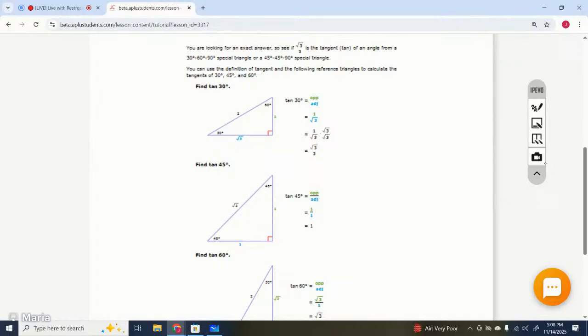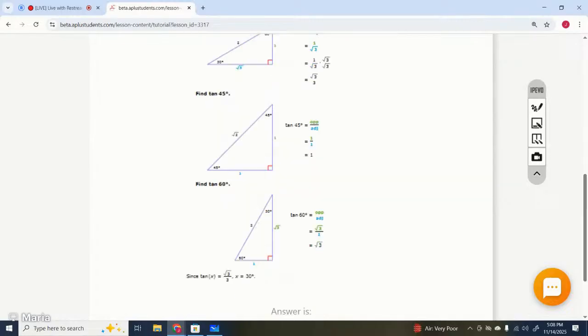Then we need to find the tangent of 45. So tangent of 45 is opposite divided by adjacent. From the 45 triangle the opposite is 1 and adjacent is also 1, so that is 1 by 1. Then we need to calculate tangent of 60, so that is square root 3 by 1. So square root 3 it is.